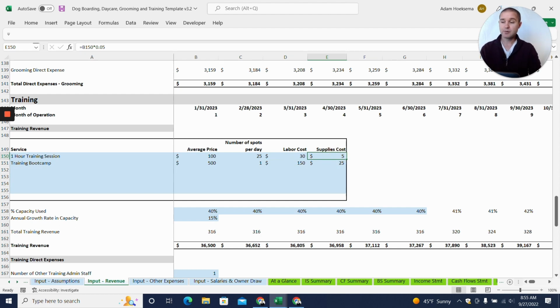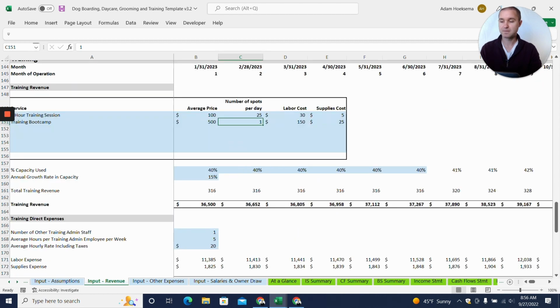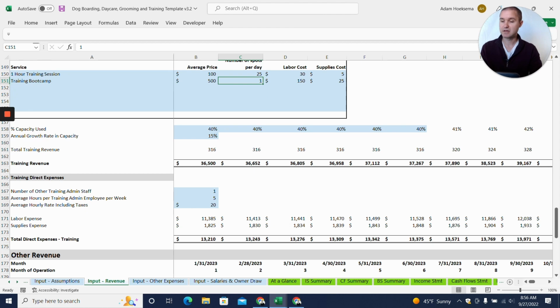And then maybe we also have a training boot camp. So that's priced at $500. And there's only 1 slot available per day. And maybe we just have that once a month or once a week. Maybe it's once a week and we have 7 animals that can come to a class for a boot camp because we don't want to have too large of a class. So that's how you could enter that assumption in. Labor cost of $150 and supply cost of $25. And then again, we have the capacity filled model here to help you figure out total training revenue.